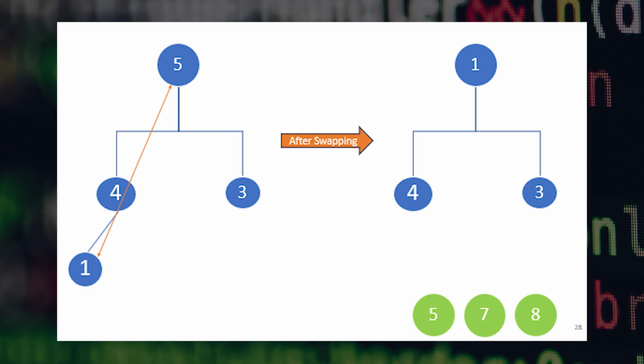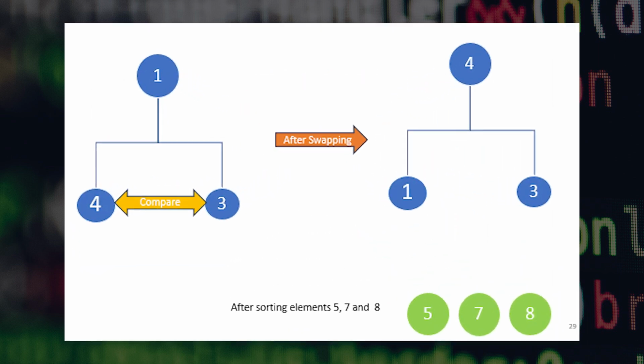After that, now the left child of 1 is 4 and the right child of 1 is 3. So what we have to do now? We will compare both 4 and 3. After comparison, we obtained 4 is the greater element. So now we will compare this 4 with the root node 1. We observe that the root node is less than the child node. So what we have to do? Now we have to swap or exchange the values. After swapping, 4 will be the root node, the left child of 4 will be 1 and the right child of 4 will be 3.